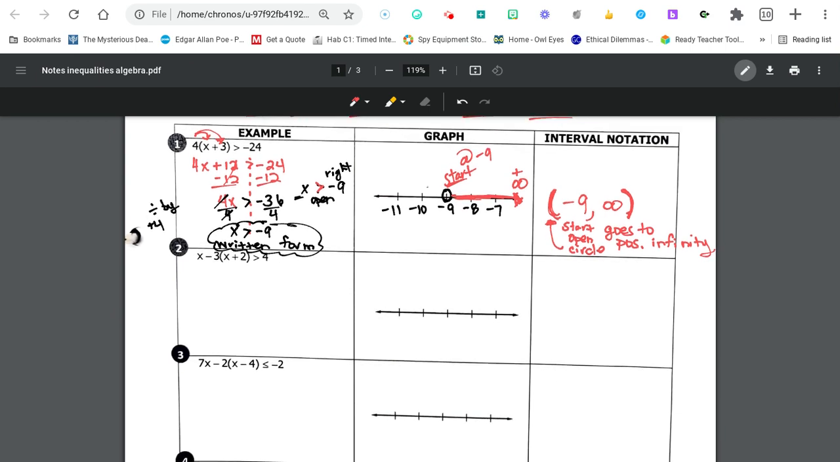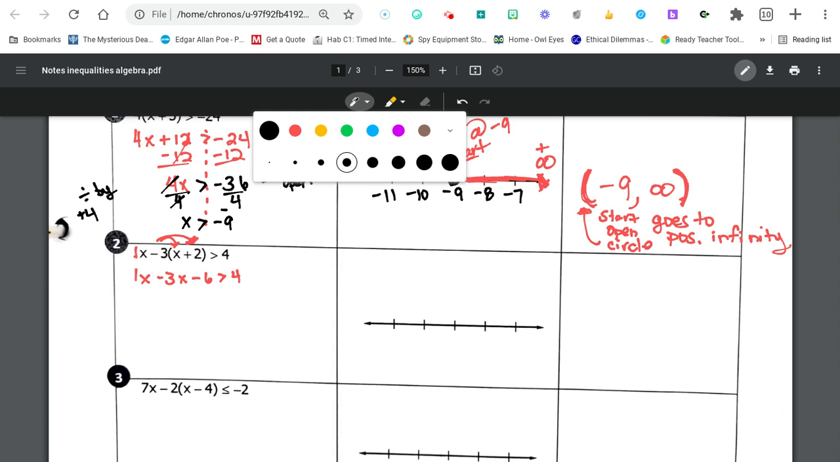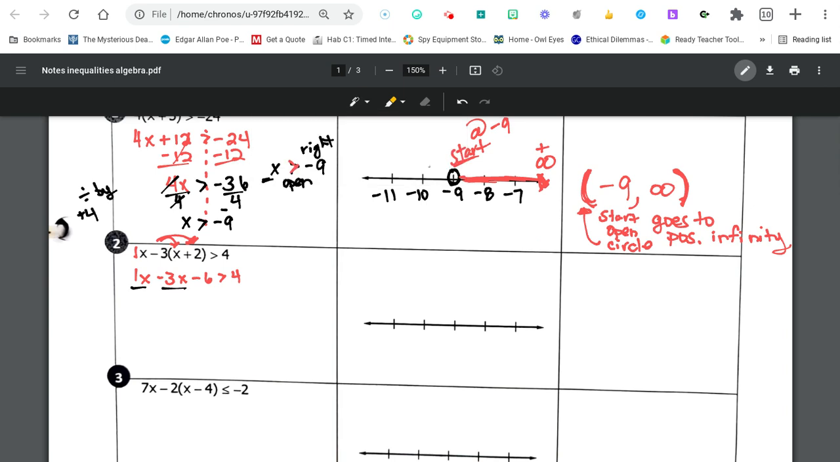Alrighty, let's take a look at number 2. Number 2, I'm going to put an imaginary 1 here for the coefficient of x, 1x, and then I'm going to use the distributive property. -3 times x is a -3x. -3 times +2 is -6. And then it's greater than 4. And what I do is I combine my like terms. So I see 1x and -3x alike. That gives me -2x minus 6 greater than 4.